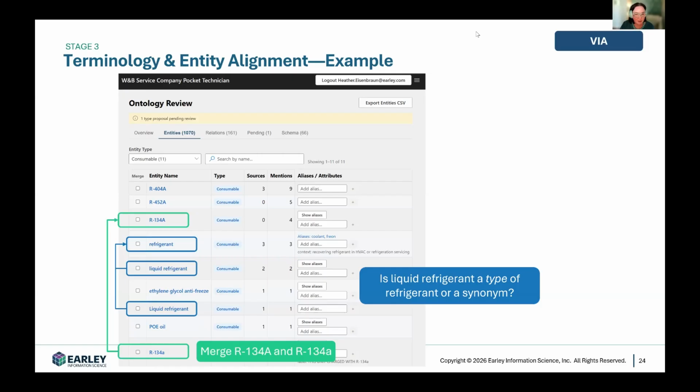So we just need to put those together. And then in the second example, there's liquid refrigerant with two different capitalizations, and then there's refrigerant. Maybe as an editor, I don't know what it is, but I can pass that on to a subject matter expert and put that in their queue to review and make a decision. So when there are new things we don't understand, we have the ability to pass those on and make decisions, so that this is a continuous system where we're continuously updating the information architecture and taxonomies.